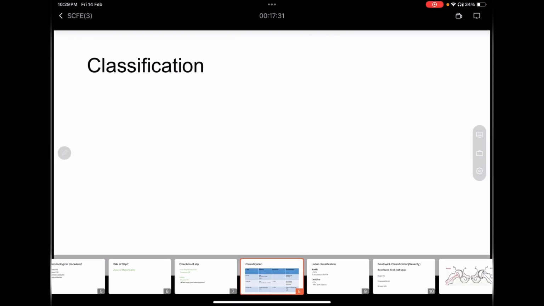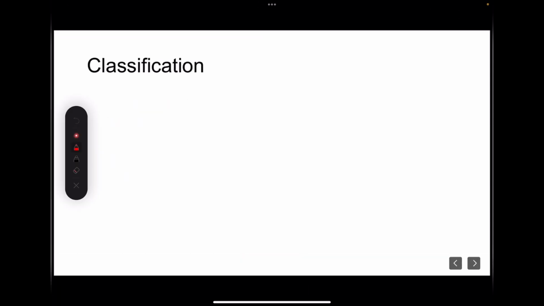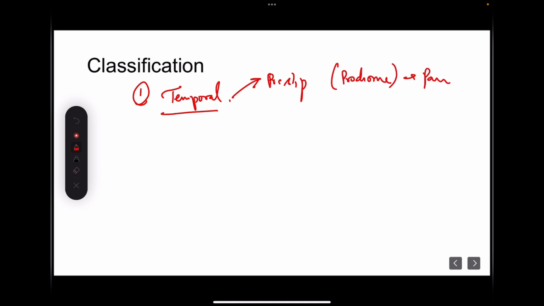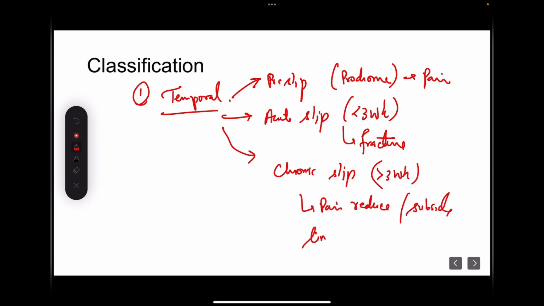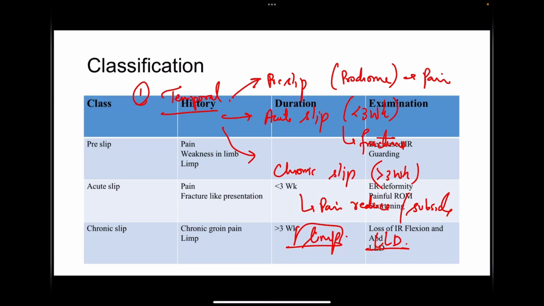Coming to the classification part, there are various classifications which have been defined for SCFE, but the one we should be discussing right now is temporal. Temporal classification divides SCFE into the pre-slip stage, when only a prodrome of symptoms like pain is present but the slip is not there. Then acute slip, within 3 weeks, presents like a fracture. Acute pain, very severe pain. Then chronic slip, after 3 weeks. Ultimately, pain reduces or may even subside too. But the child continues to have a limp, and sometimes limb length discrepancy might also be there. Okay, so this is the temporal classification: pre-slip, acute slip, and chronic slip.